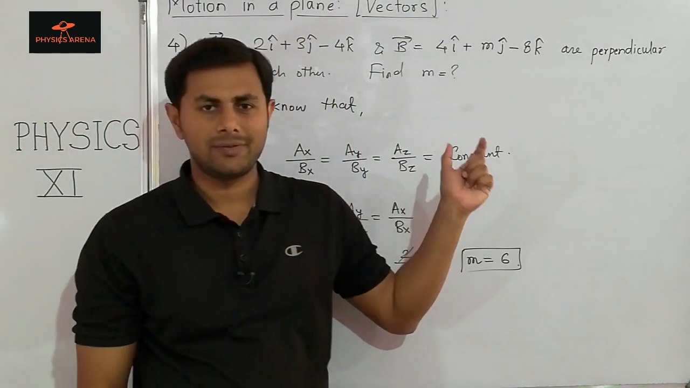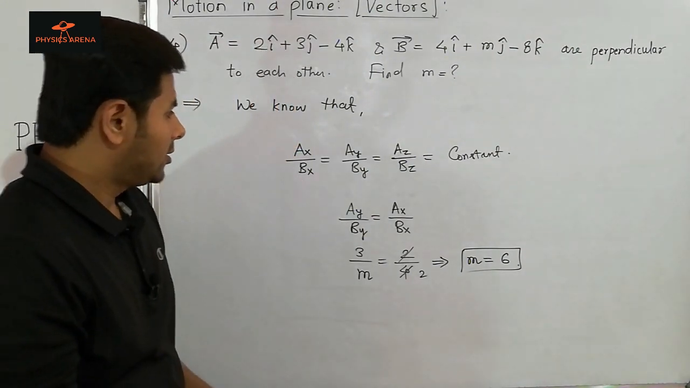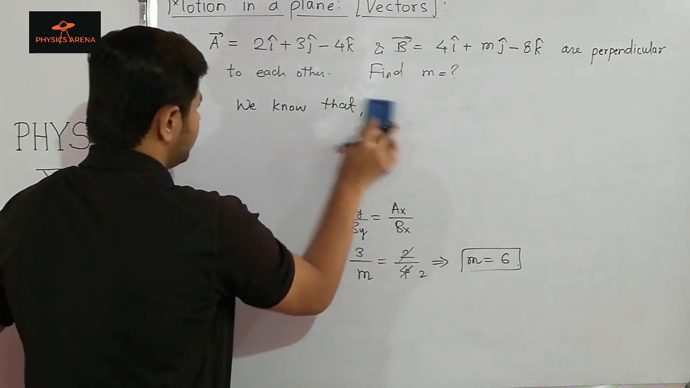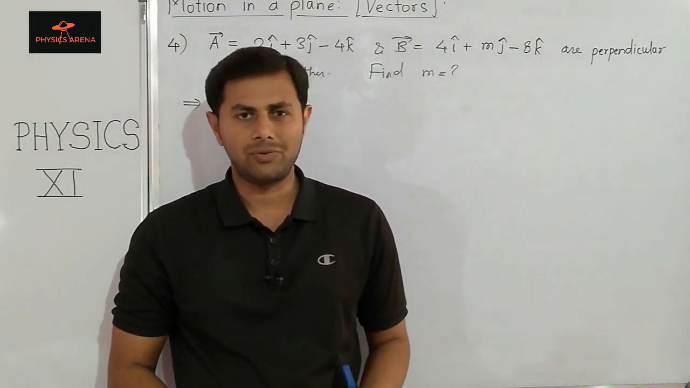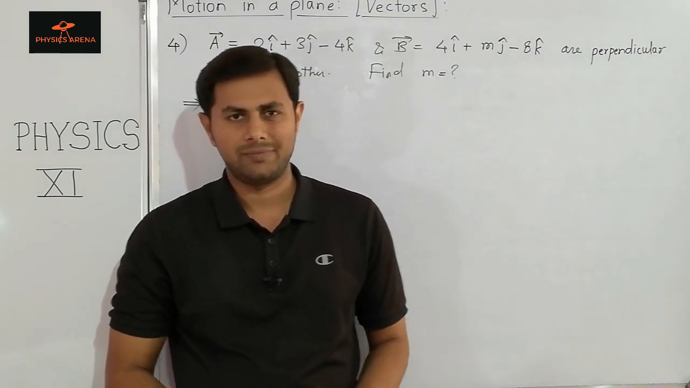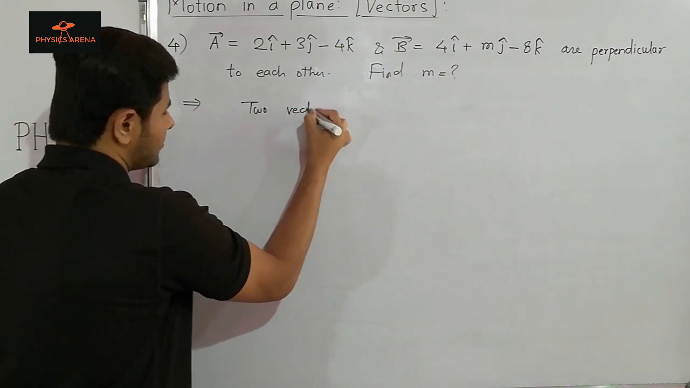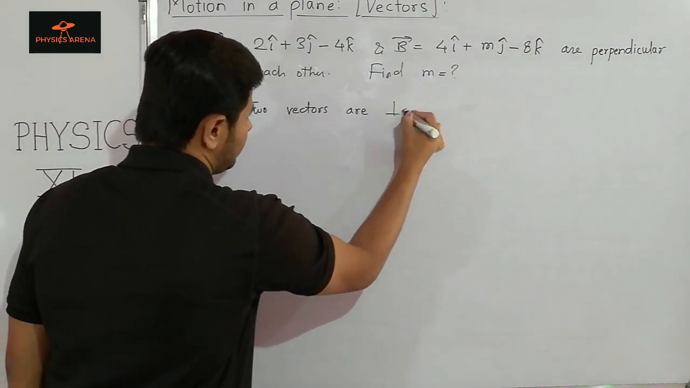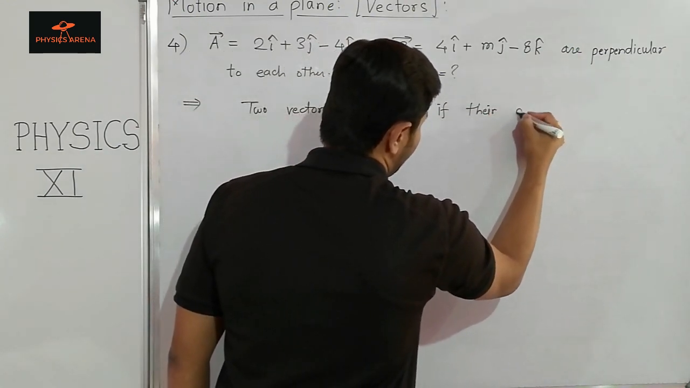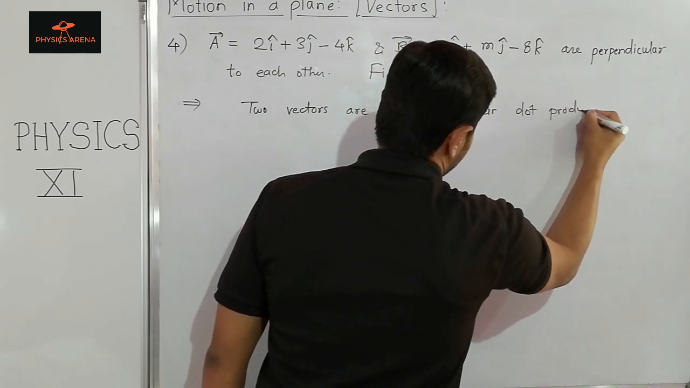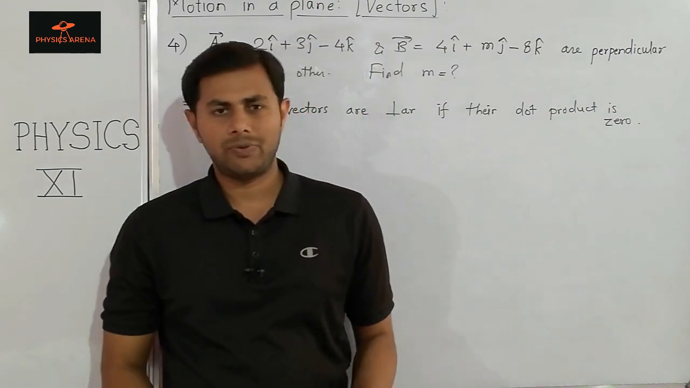Now find the m. It should be very simple. We know how to check whether two vectors are perpendicular or not. Two vectors are perpendicular if their dot product is 0. We know this from the last lecture.